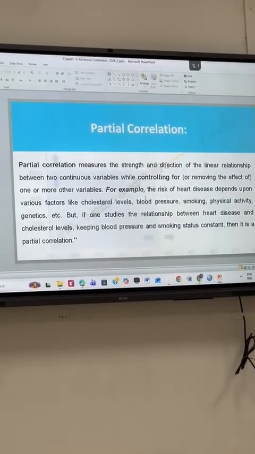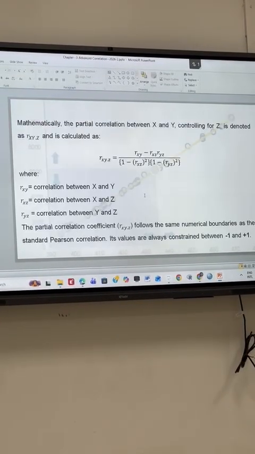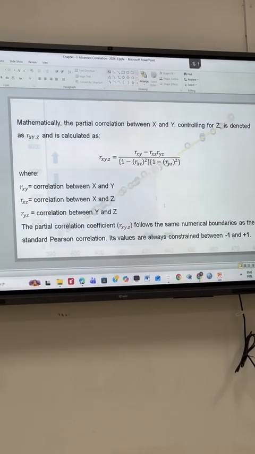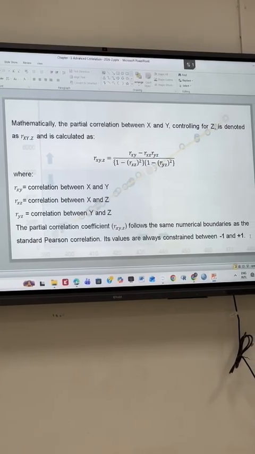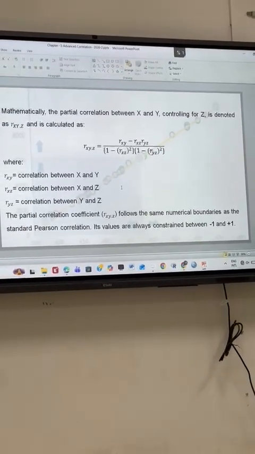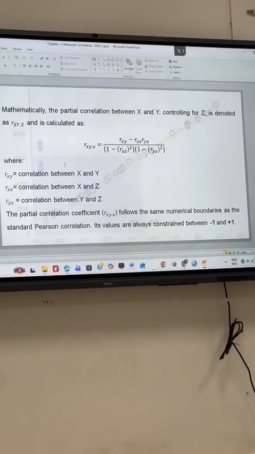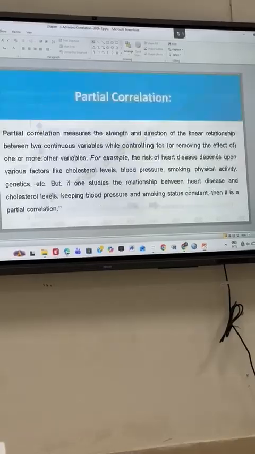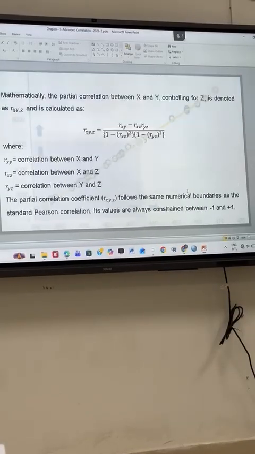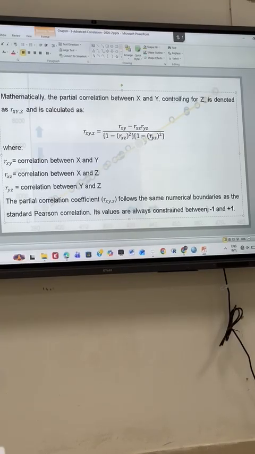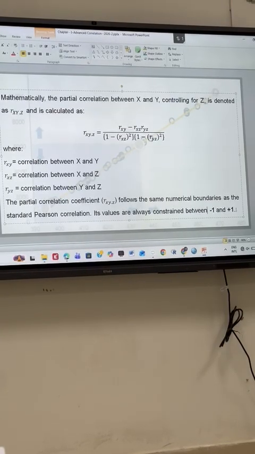Now, partial correlation coefficient. First, what is the range of the partial correlation coefficient? -1 to +1. This is the range. What is the range of the partial correlation coefficient?